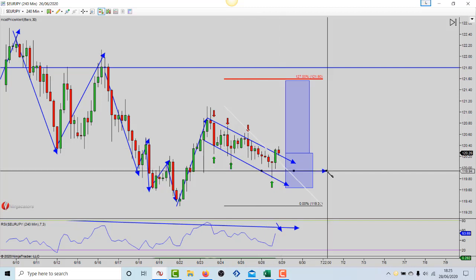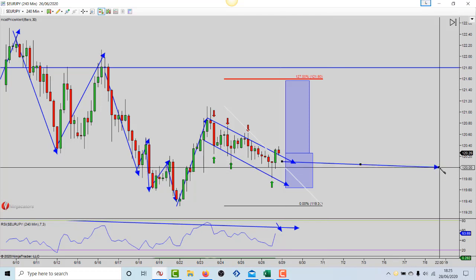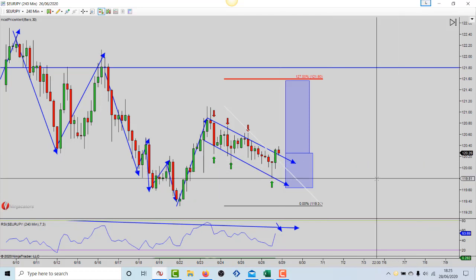Actually, I just hope we gap down here, gap down to this 120 flat. I'll be all over this.